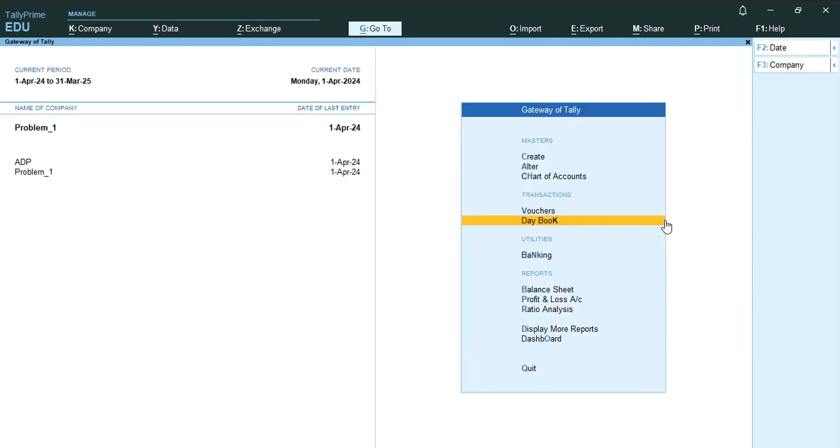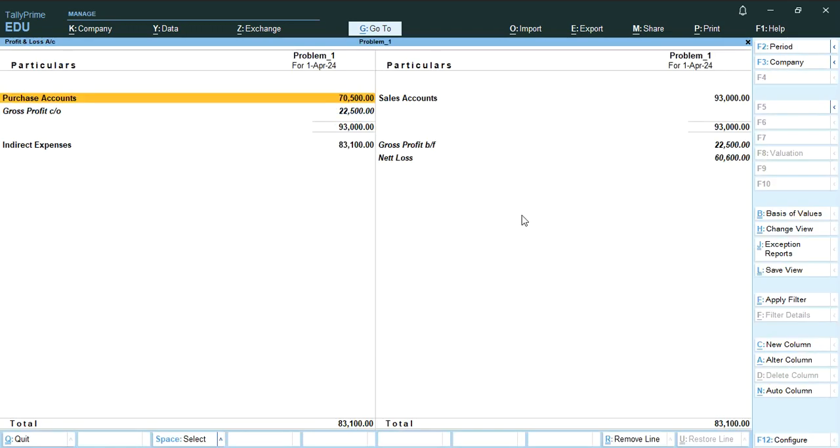Okay. Now you guys need to check the report. How to check the report? On the gateway of Tally, you can see profit and loss and balance sheet. I am opening the profit and loss account. Okay. Press Alt plus F1 to see a detailed report.